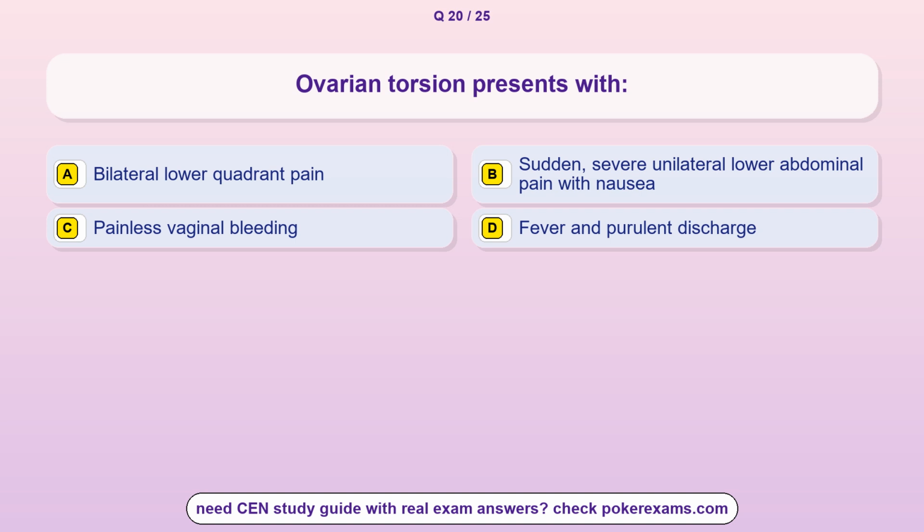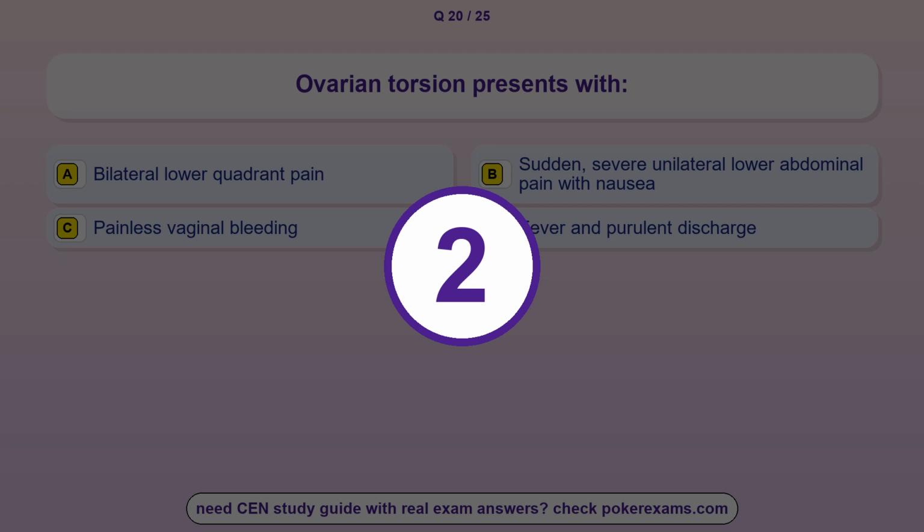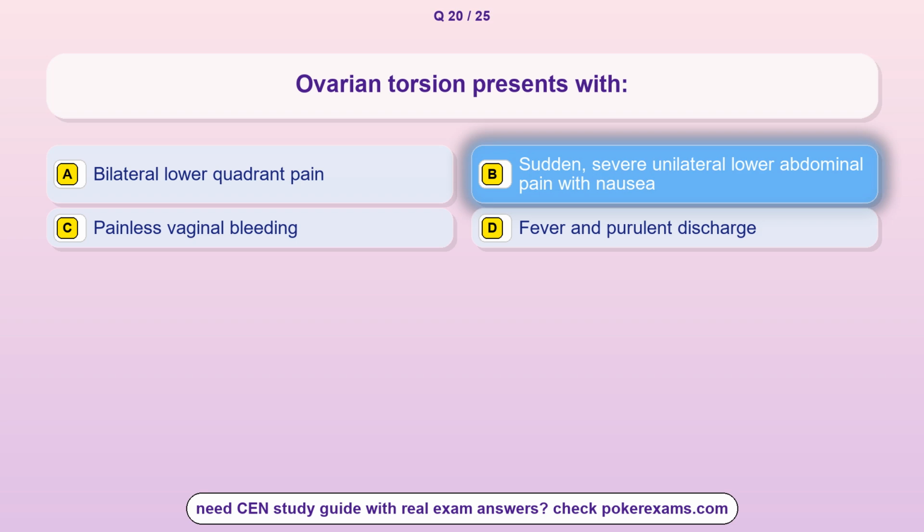Question 20. Ovarian torsion presents with option A, bilateral lower quadrant pain. Option B, sudden, severe unilateral lower abdominal pain with nausea. Option C, painless vaginal bleeding. Option D, fever and purulent discharge. The correct answer is option B, sudden, severe unilateral lower abdominal pain with nausea.